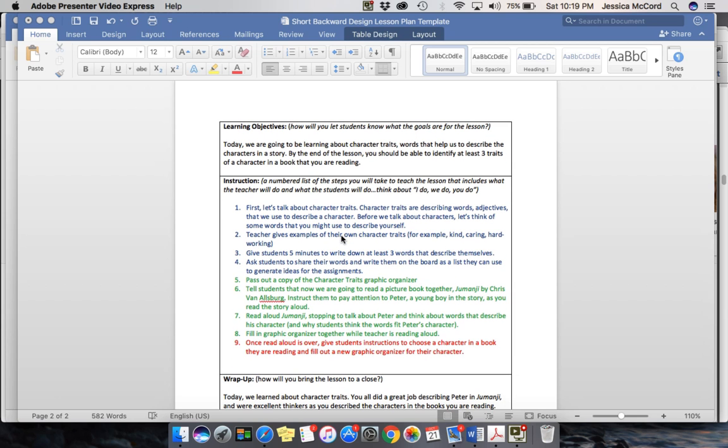The instruction piece is a numbered list of the steps that you're going to take to teach the lesson, and it includes what both the teacher will do and what the students will do. And when you are writing this piece, I want you to think about I do, we do, and you do. I do is what the teacher does in order to give the students the information they need to reach the learning objectives. It's that more traditional kind of instructional content piece.